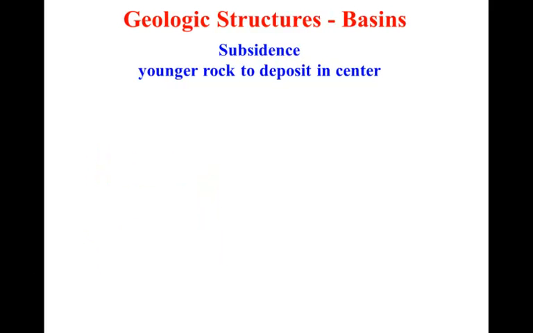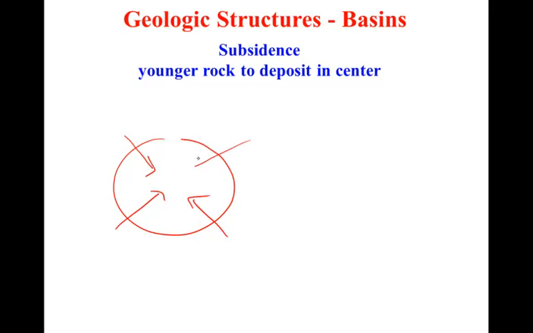A basin is the opposite of a dome. In a basin, we have subsidence across a broad region, allowing younger rock to accumulate in the middle. And that younger rock is surrounded by older rock on all sides.